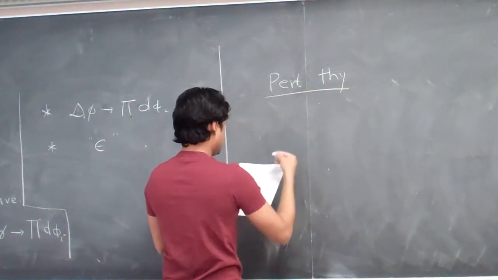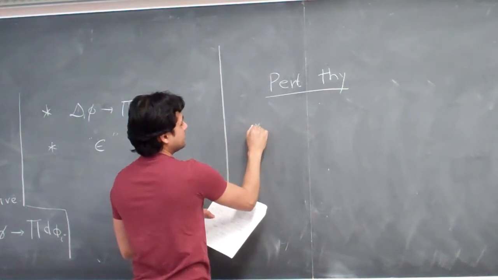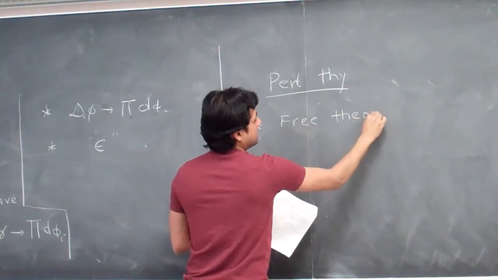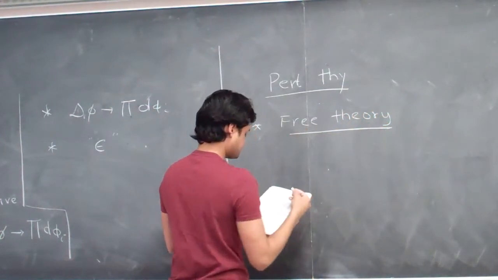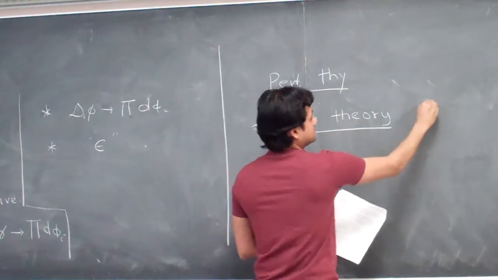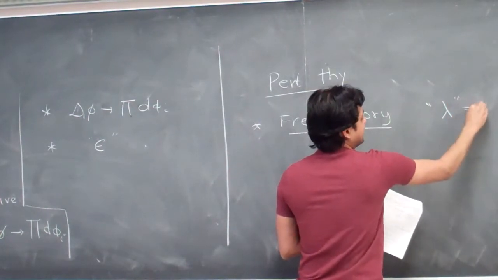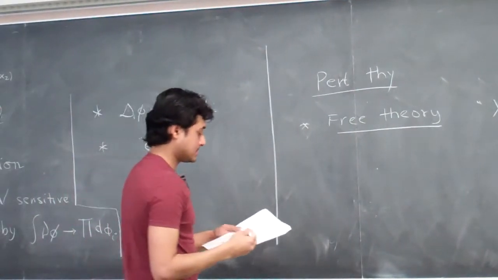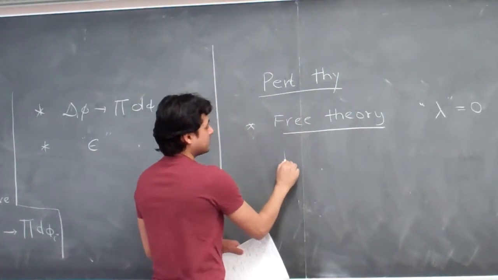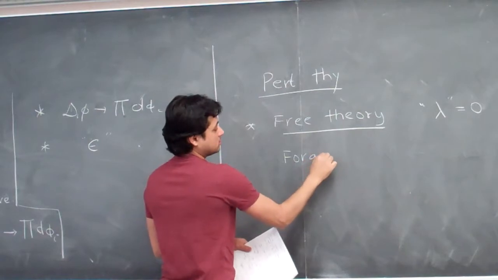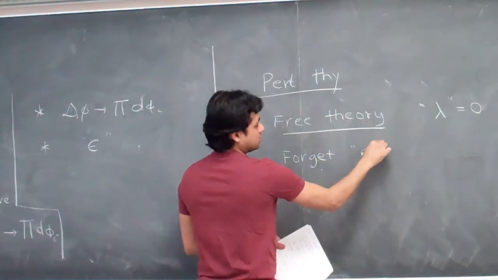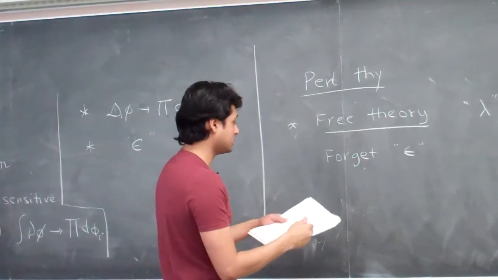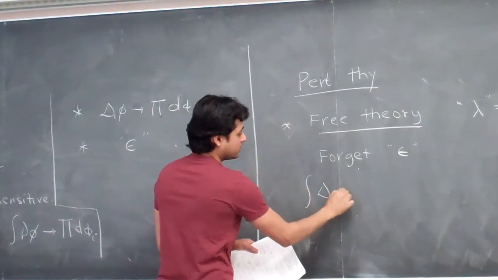So we'll get to perturbation theory, but let's do the free theory first. That is, this lambda, which is the generic coefficient in front of the interaction, set that to 0. And also, forget epsilon for now. The whole epsilon story that I told you, hold it for now. We'll track it, we'll see what it does. But so the thing that you want to calculate is this.